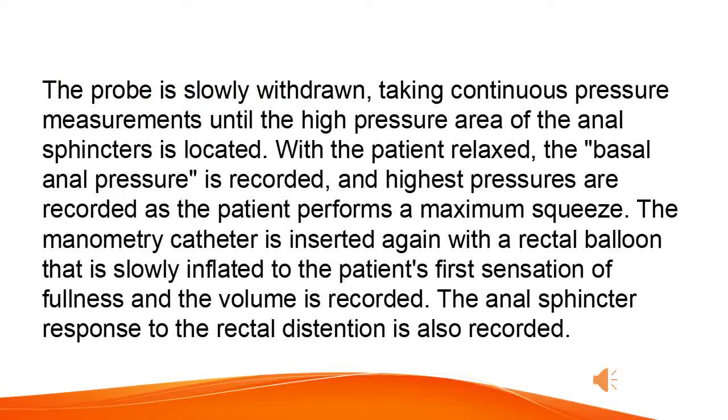The probe is slowly withdrawn, taking continuous pressure measurements until the high pressure area of the anal sphincters is located. With the patient relaxed, the basal anal pressure is recorded, and highest pressures are recorded as the patient performs a maximum squeeze. The manometry catheter is inserted again with a rectal balloon that is slowly inflated to the patient's first sensation of fullness, and the volume is recorded. The anal sphincter response to the rectal distension is also recorded.